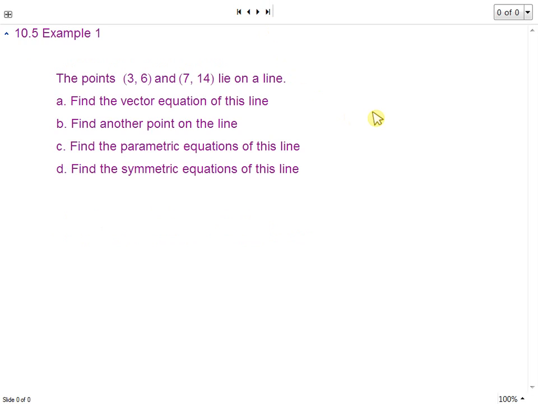All right, the points (3, 6) and (7, 14) lie on a line. Find the vector equation of this line. Find another point on the line. Find the parametric equations of this line. Find the symmetric equations of this line.